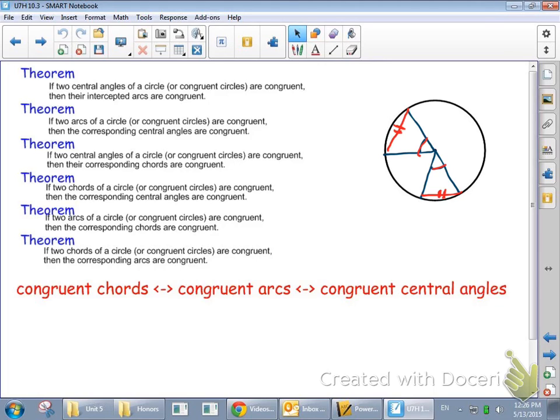And if two arcs of a circle are congruent, then the corresponding chords are congruent. So let me grab another color here. If I know now that these two arcs are congruent, then I know the chords are congruent. Okay, and then we have the converse of that one. If two chords of a circle are congruent, then the corresponding arcs are congruent. So putting all those together, I've got this statement at the bottom that sums it up. If we have congruent chords, we know we have congruent arcs, and then we know we have the congruent central angles. Okay, they go back and forth.